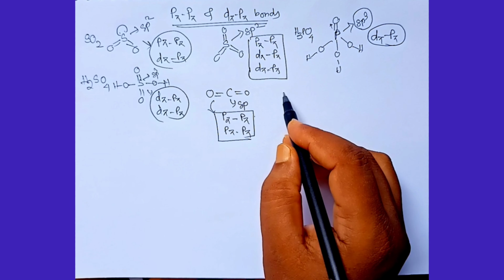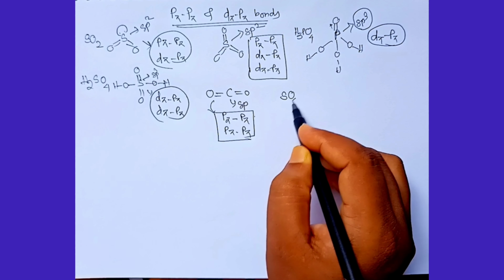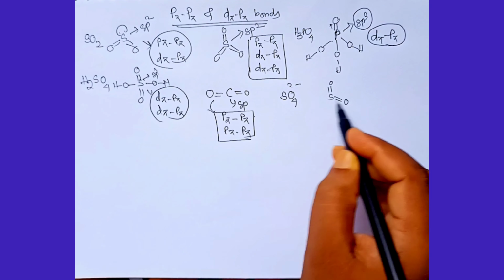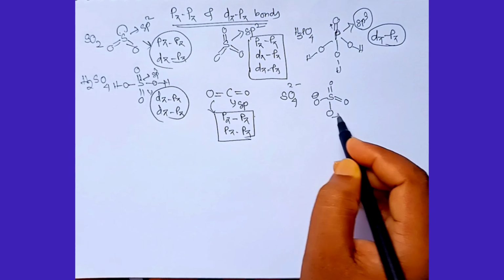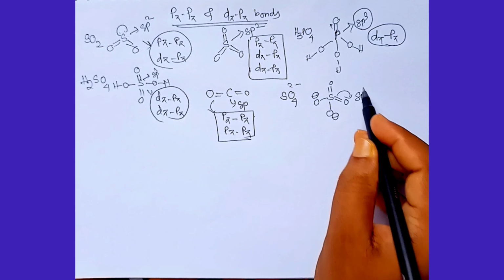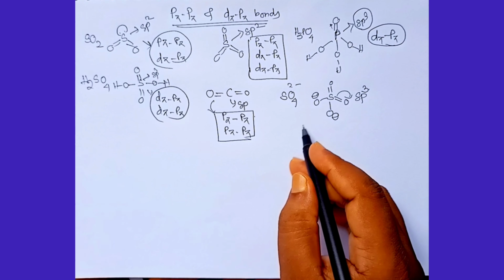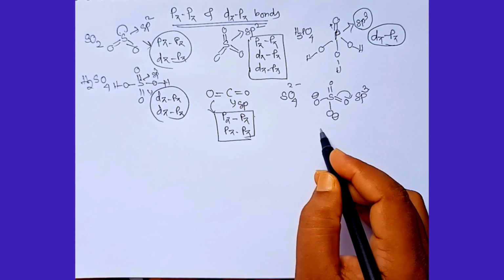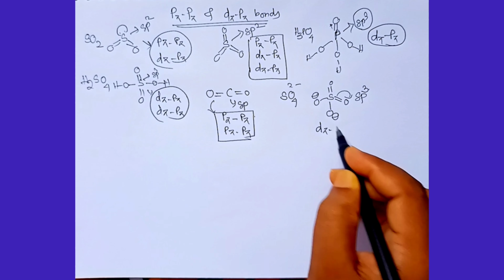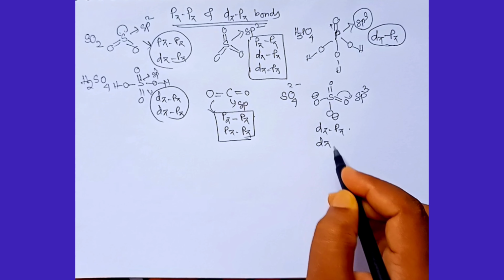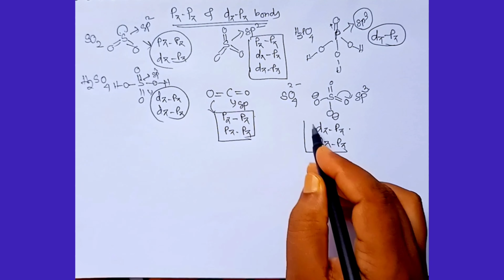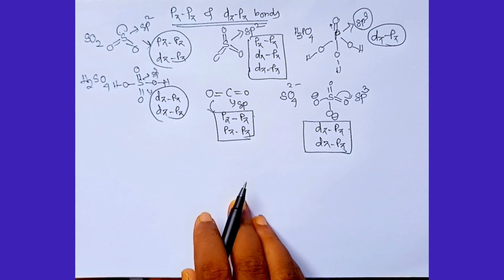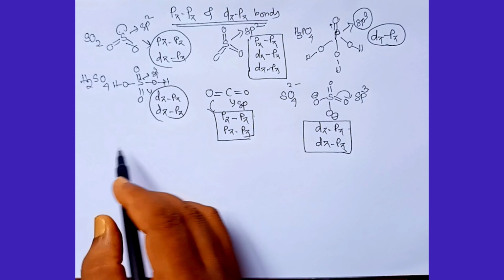Then we go to the sulfate ion, SO4 2 minus. Just draw the structure of the sulfate ion. This is the sulfate ion, and the hybridization here is sp3. So how will it be? Only 2 pi bonds, and all the p orbitals are utilized, so the pi bonds are d pi p pi and d pi p pi. In the sulfate ion the 2 pi bonds are d pi p pi and d pi p pi.